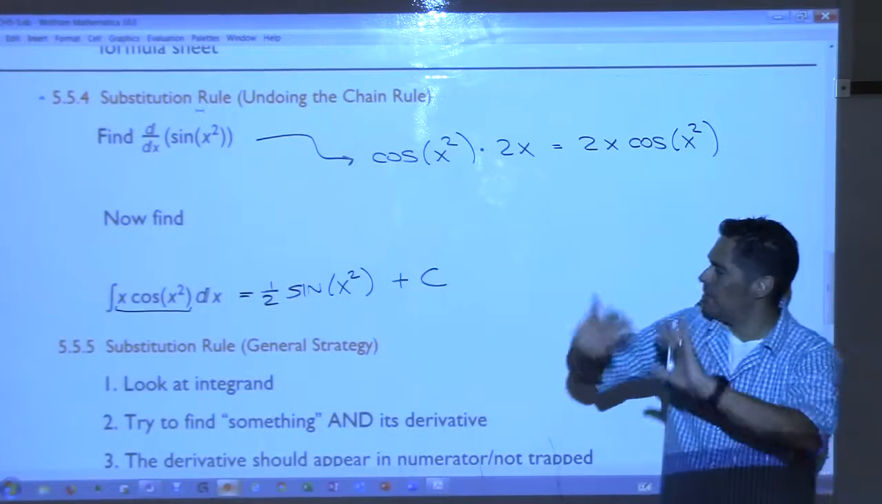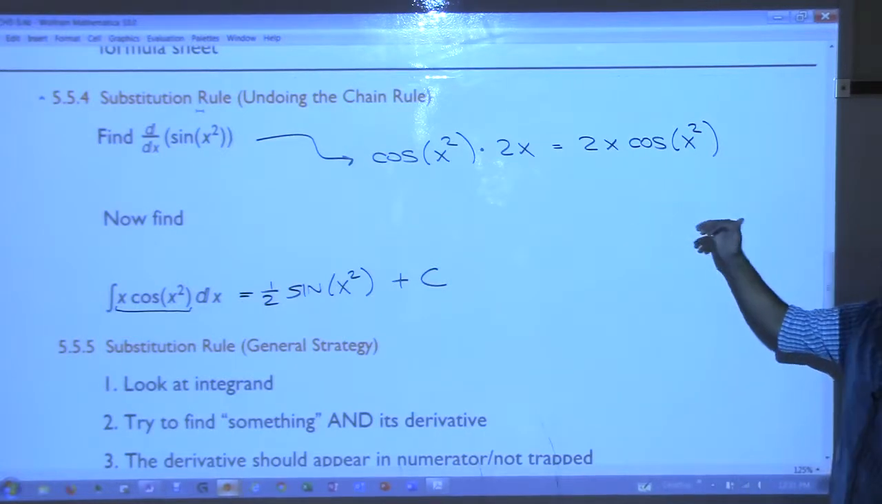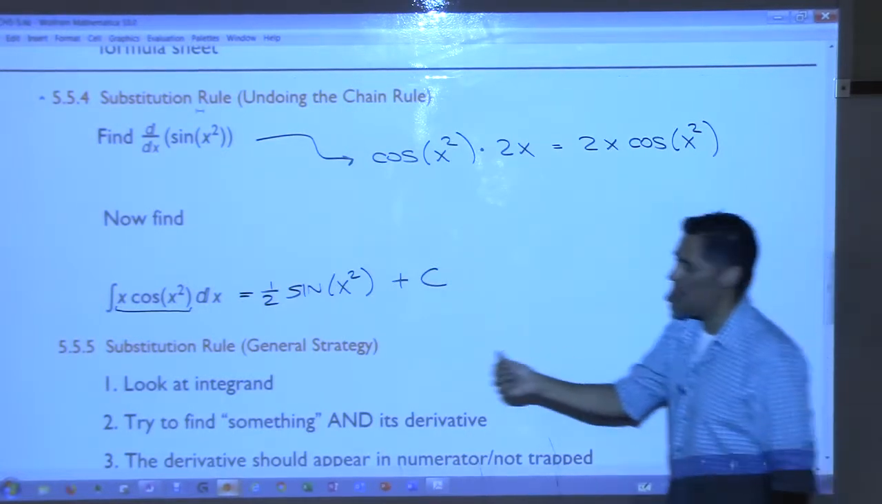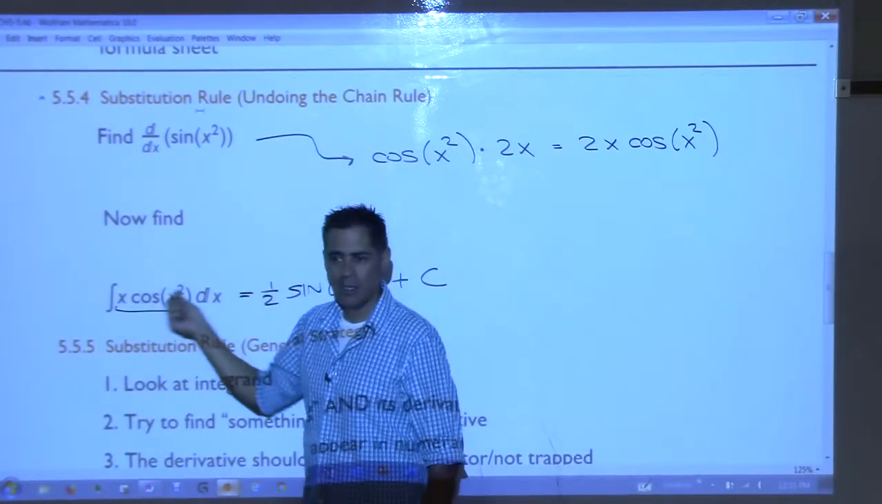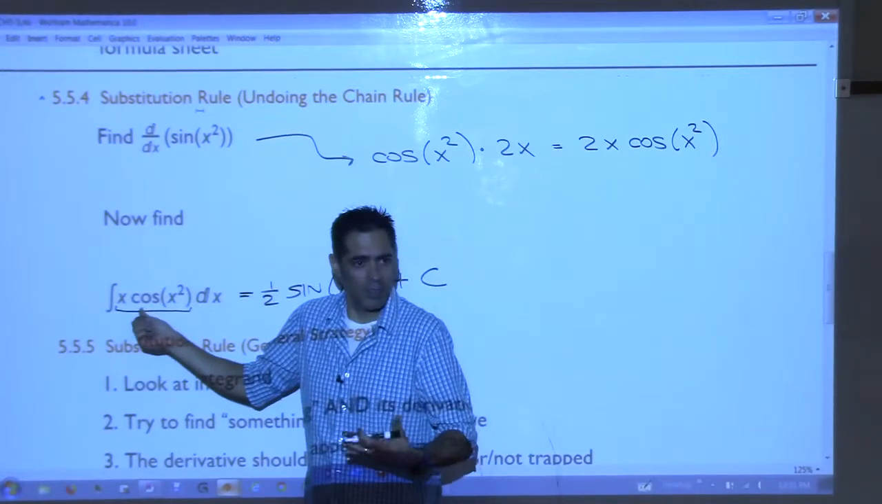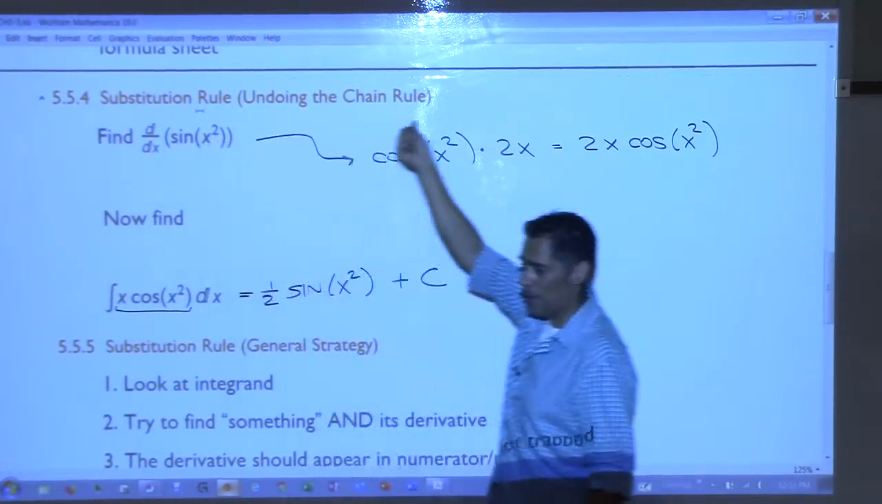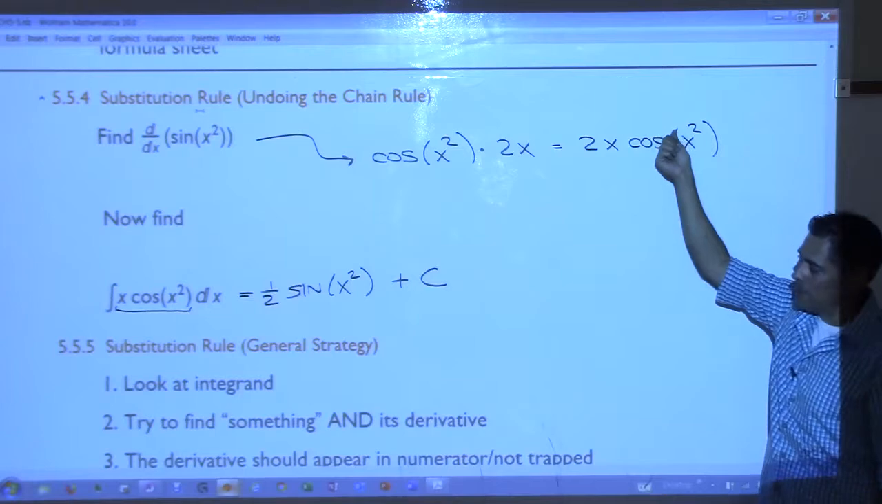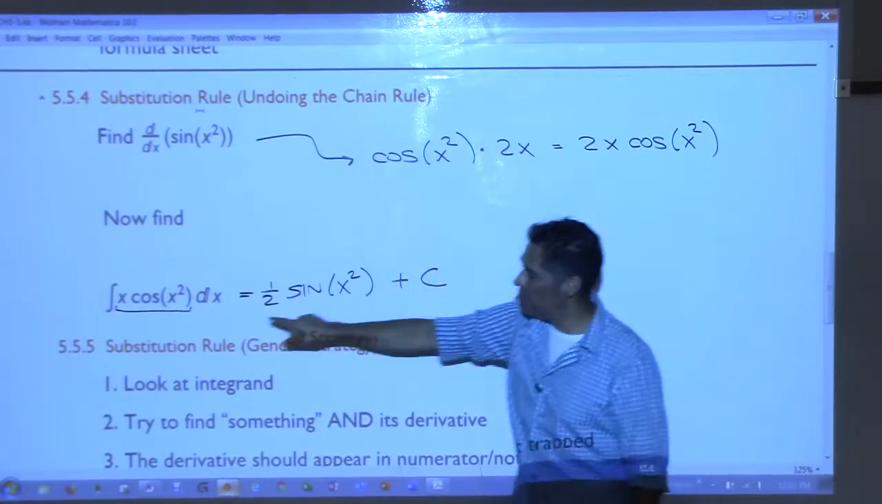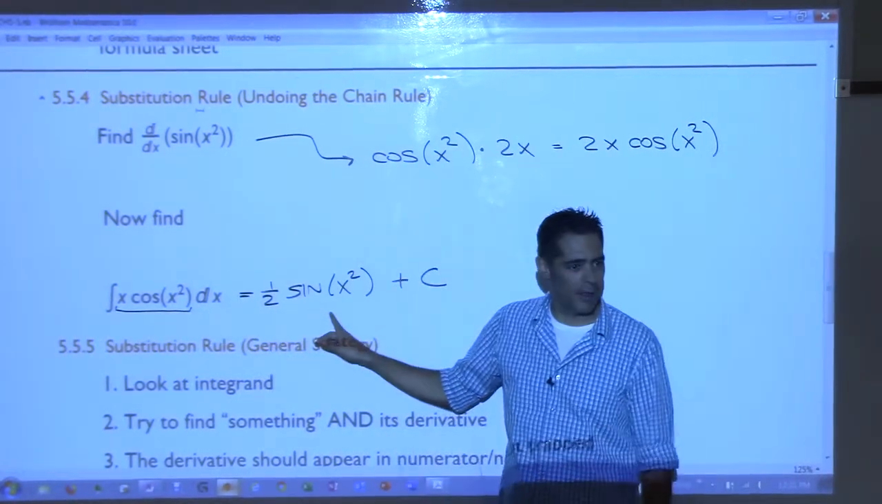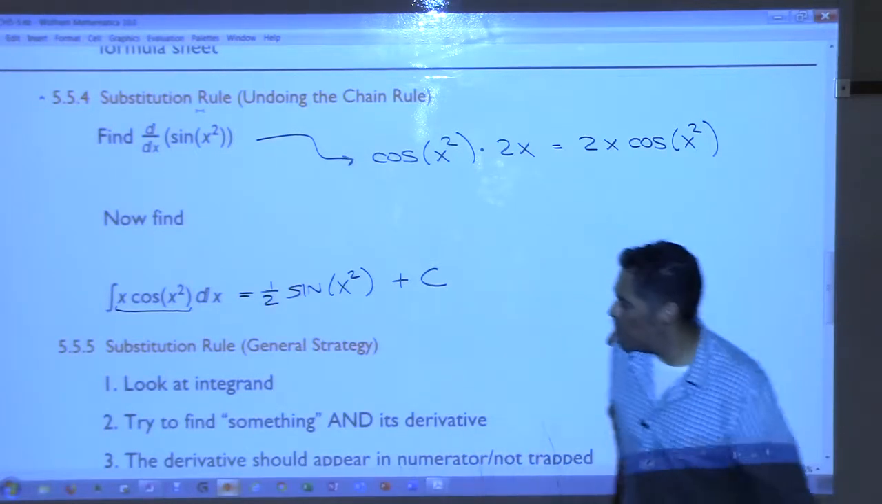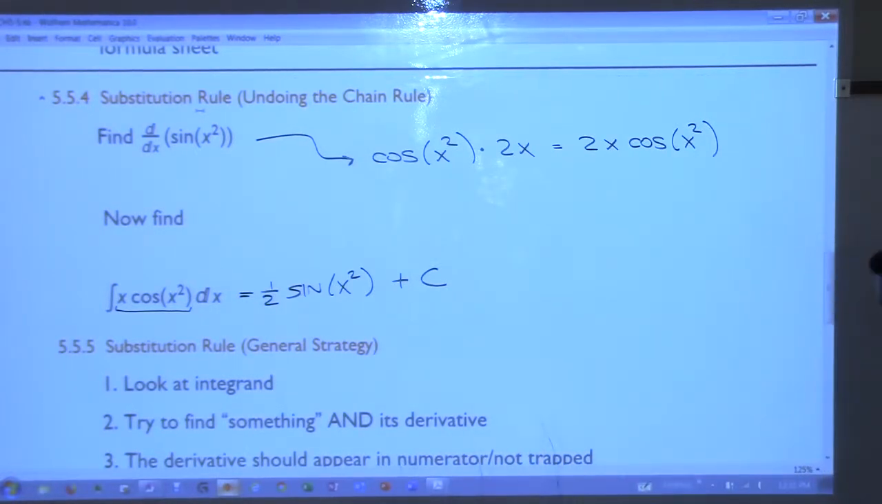Now this is not substitution. I'm just trying to show you that going backwards is not easy, right? Finding the antiderivative of this, the only way we really knew what to do is because I started with the problem up here, right? So imagine you didn't know this. You started with that. How do we get to this, right? So that's where the substitution rule comes in.